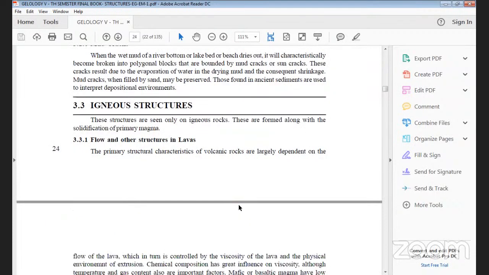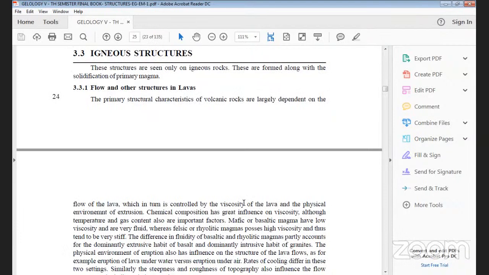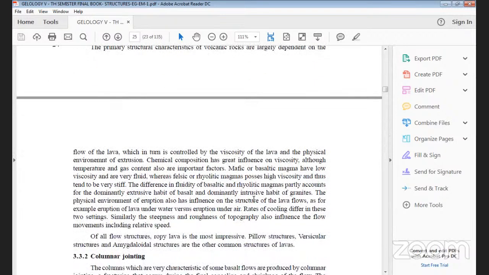So when you come to the igneous structures, the igneous structures are primarily formed by the solidification of the primary magma. And the flow and other structures in lavas also we will find. The primary structural characteristics of volcanic rocks are largely dependent on the flow of the lava, which in turn is controlled by the viscosity of the lava and the physical environment next to it. The chemical composition has great influence on viscosity, although temperature and gas content also play a very important role, and these are all very important factors.